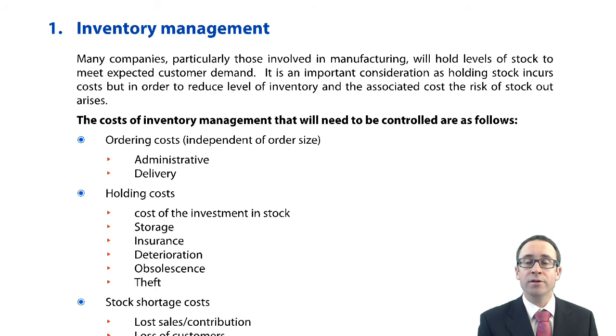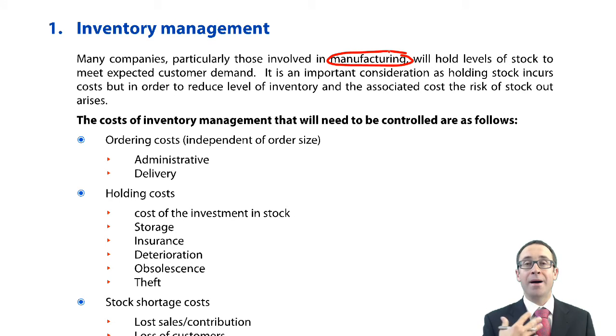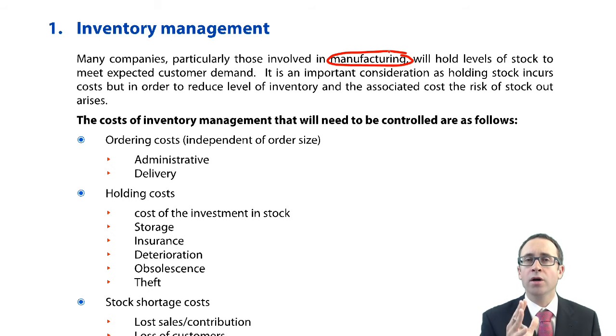When we look at inventory management, the key thing to consider is that the focus of our F1 syllabus is the manufacturing industry, whereby a business will purchase raw materials, subject the raw materials to a process, and then that process develops the finished goods, which are then sold on to our final customer, aren't they? So the focus here is on manufacturing. We're not concerned with the service industry.